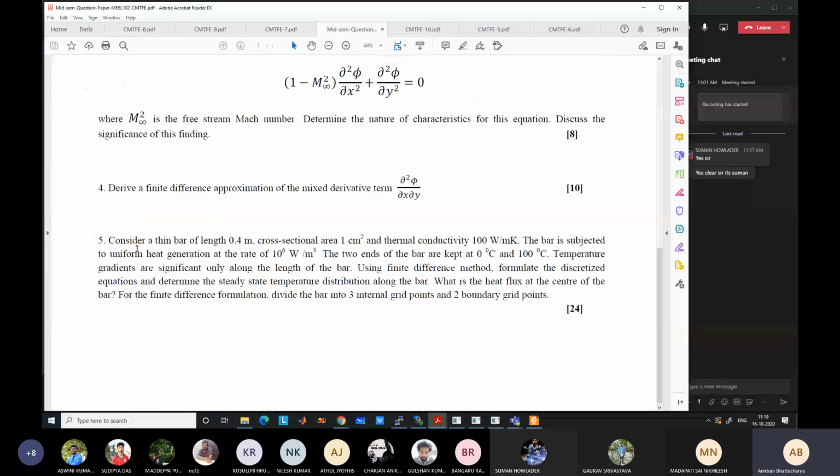The bar, or rod, is a long, thin bar. It is subjected to uniform heat generation at the rate of 10 to the power 6 watt per meter cube. Two ends of the bar are kept at two temperatures, 0 degree and 100 degree centigrade. And it is mentioned that temperature gradients are significant only along the length of the bar.